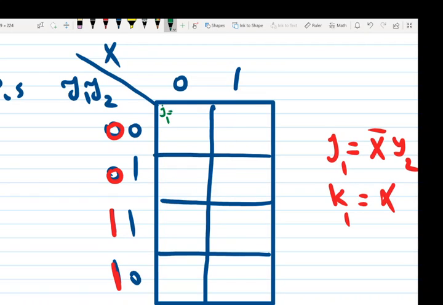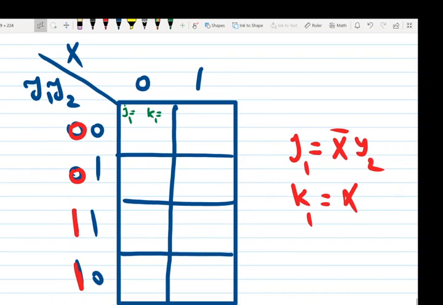J1 is equal to X bar Y2. What is X bar for this cell? Of course, X bar is 1. What is Y2? Y2 is 0. So X bar Y2 is 0. So J1 is 0. What about K1? K1 is 0.